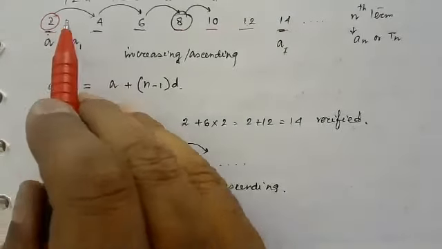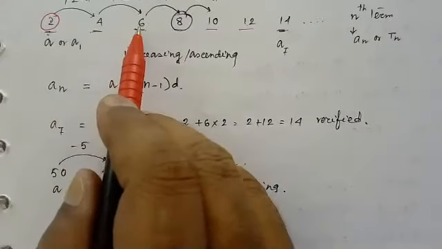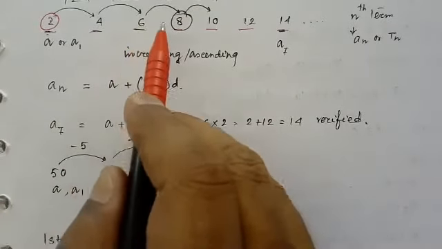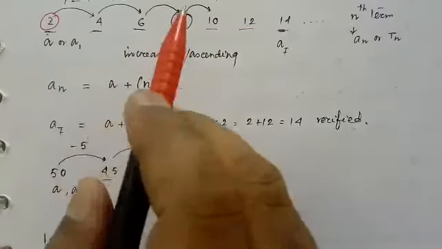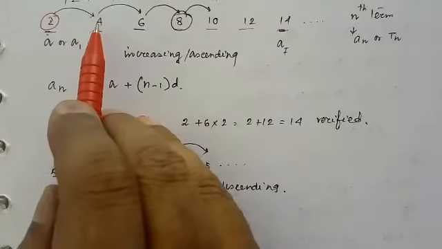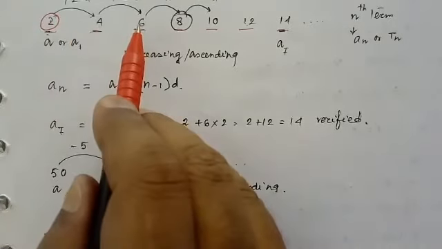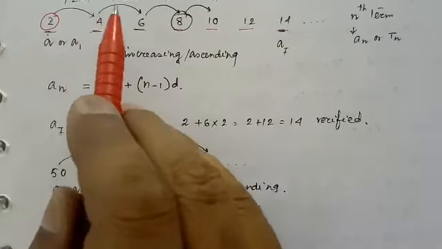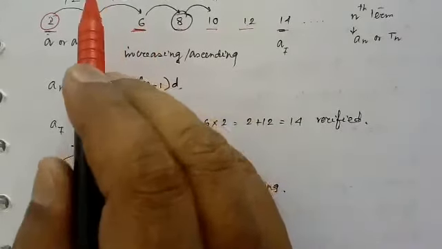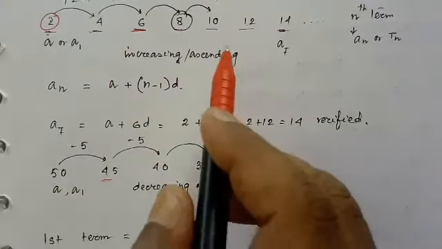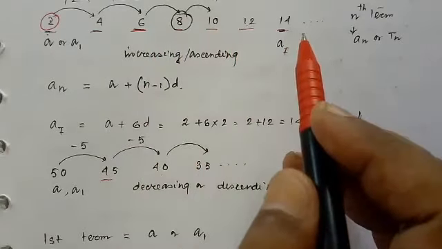So if the first term is a1, the second term will be a1 plus d, the third term will be a1 plus 2d, the fourth term will be a1 plus 3d, like this. Whenever we get the second term, we add d to the first term, so a plus d. Third term, a plus 2d. So for the third term we add 2d, that is 3 minus 1. For the fourth term, 3d means 4 minus 1 into d.